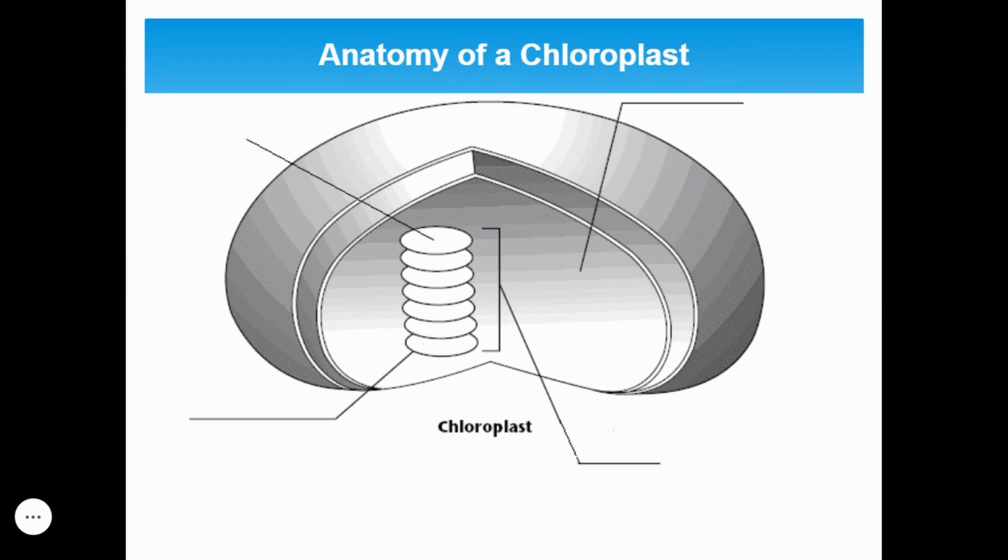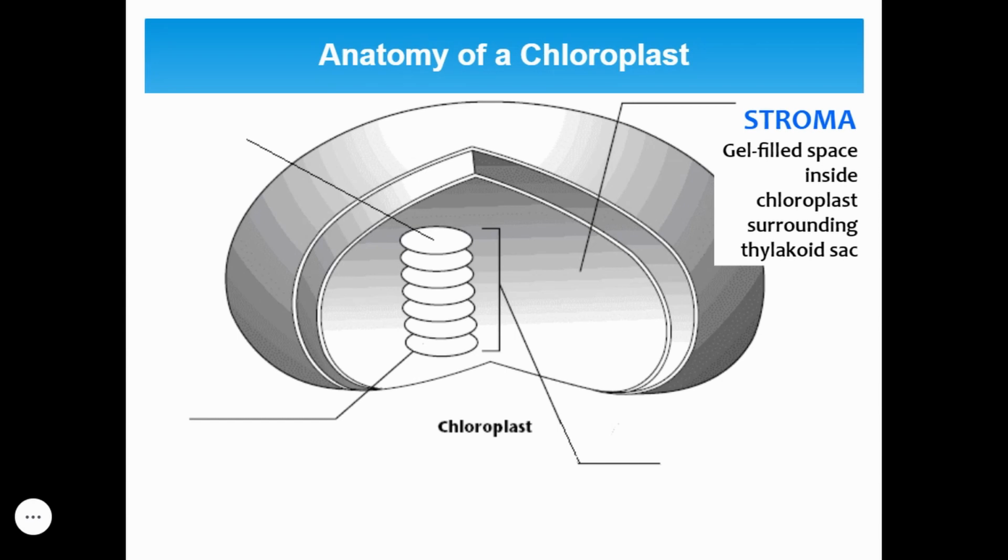So now we're going to talk about the anatomy of a chloroplast, or what the inside of a chloroplast looks like. Remember that chloroplasts are only found in plant cells. So the first part of a chloroplast is the stroma. The stroma is kind of like the jelly stuff inside of a chloroplast. I compare it to the cytoplasm of the cell. So it's kind of like the cytoplasm of the chloroplast.